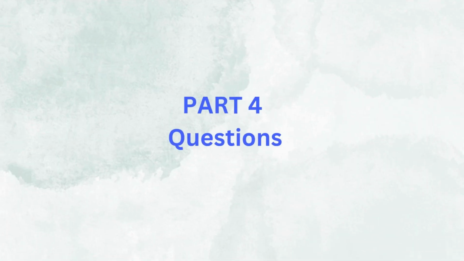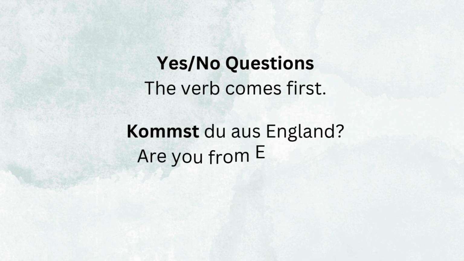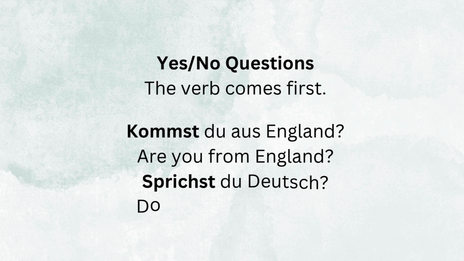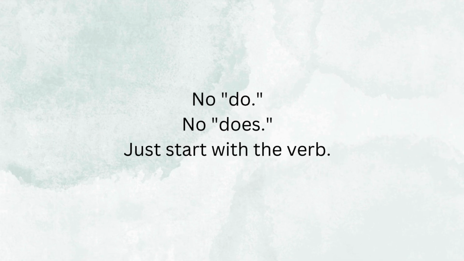Questions are actually easier than English. There are 2 kinds: yes/no questions. The verb comes first. Example. Kommst du aus England? Are you from England? Sprichst du Deutsch? Do you speak German? No "do," no "does." Just start with the verb.